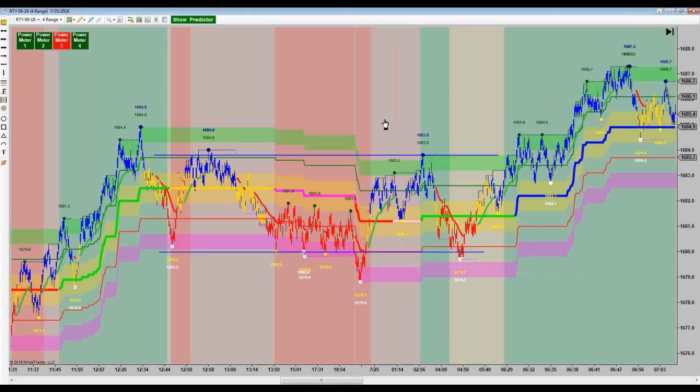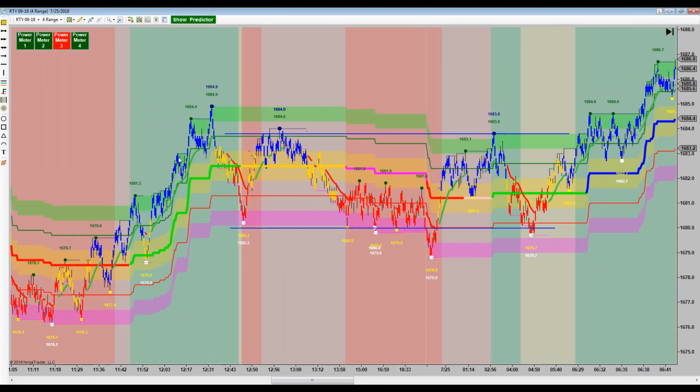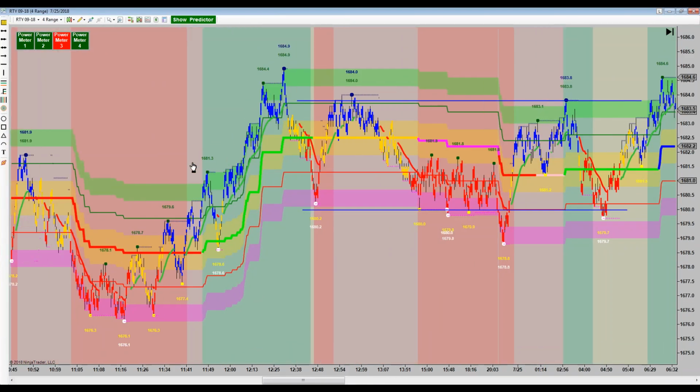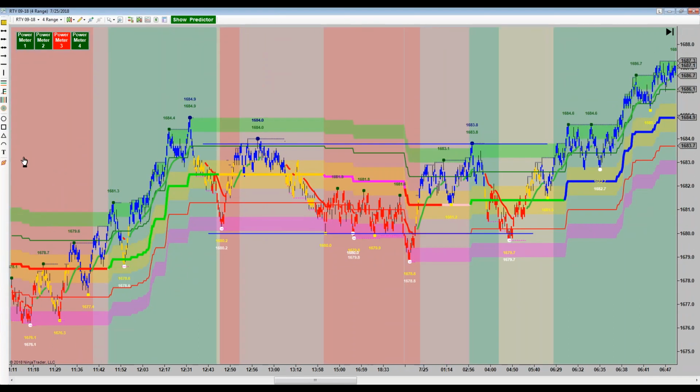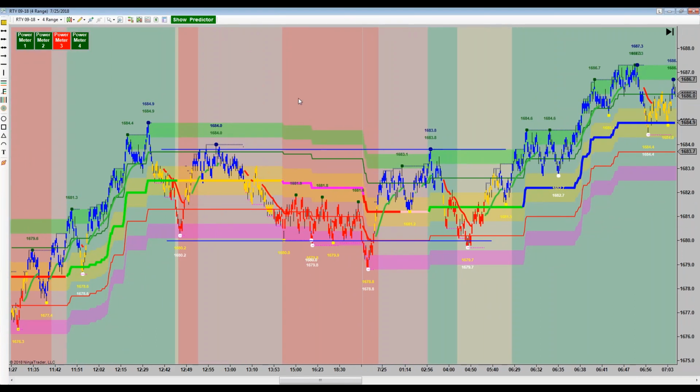So markets oscillate between periods where they're going up in an uptrend, down in a downtrend, and sideways. And so it's really important. The first thing we have to do when we try to sort out what we're going to do in trading is to first determine the market condition. Are we up, are we down, or are we going sideways?